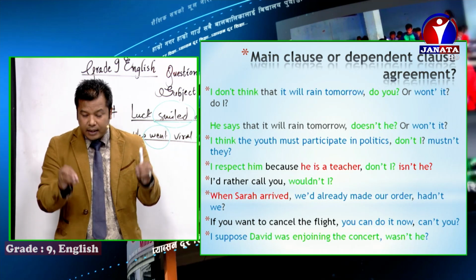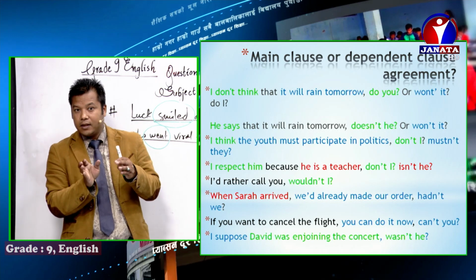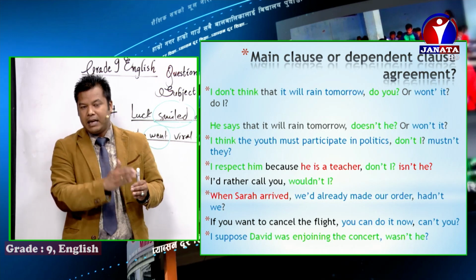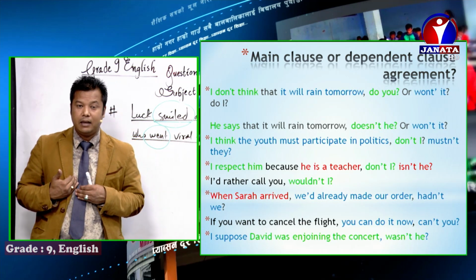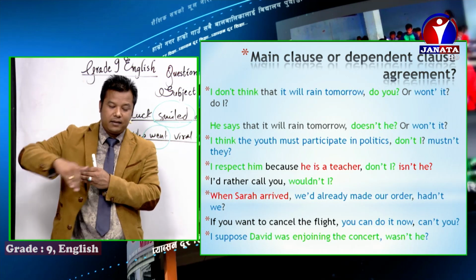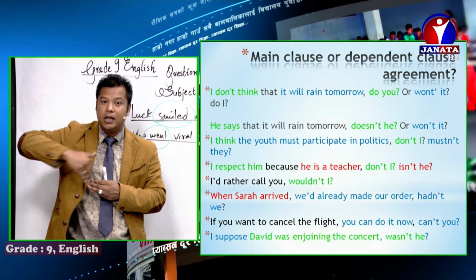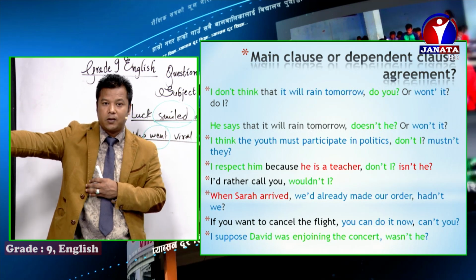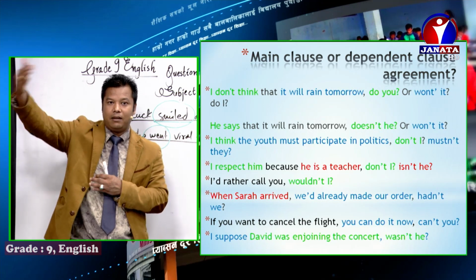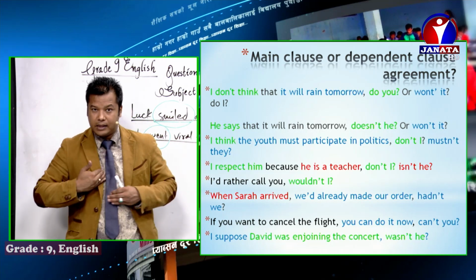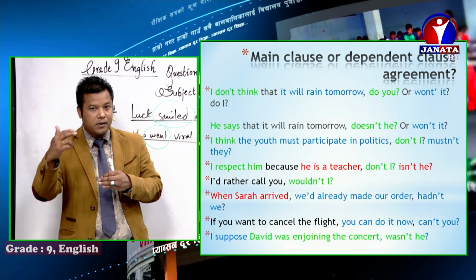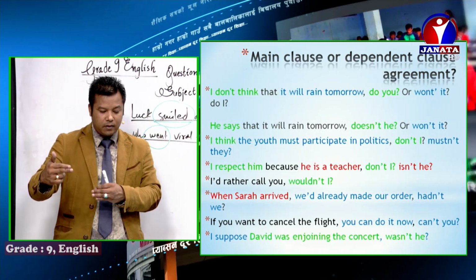So in such cases, you have to always shift your focus to the main clause, which is I respect him. So the answer is don't I. I respect him, don't I? I don't need the second one because he's a teacher. He could be somebody else, maybe a doctor, maybe the elder brother, whoever he is. But the concern is I respect him, don't I? That matters.